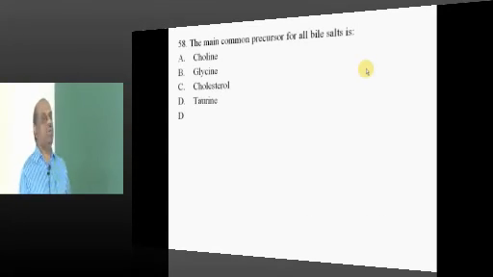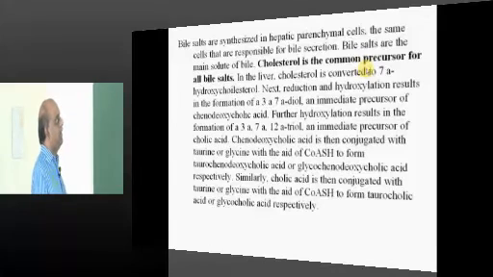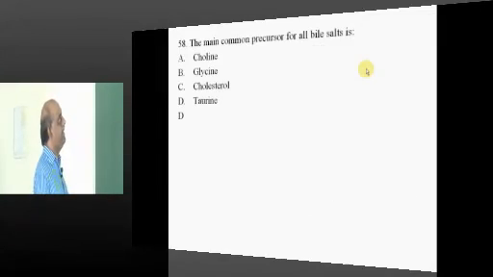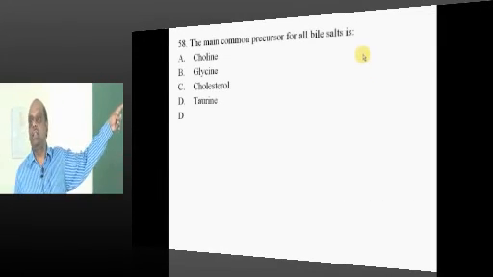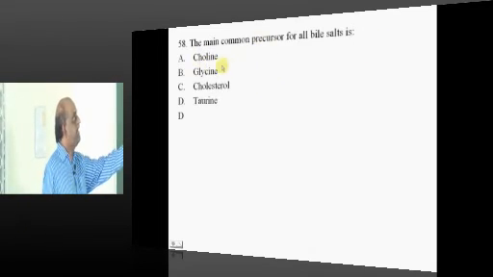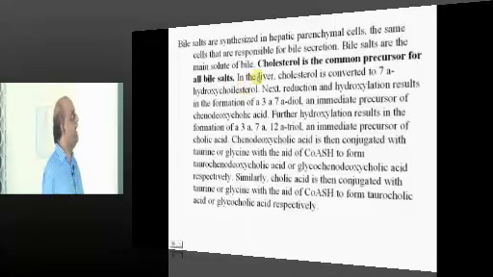For all the bile salts, it is taurine which is the most important ingredient. Okay, but they said precursor, no? So we should change the answer. It is not D, it is C. Cholesterol is the precursor. There is a small change in the key.